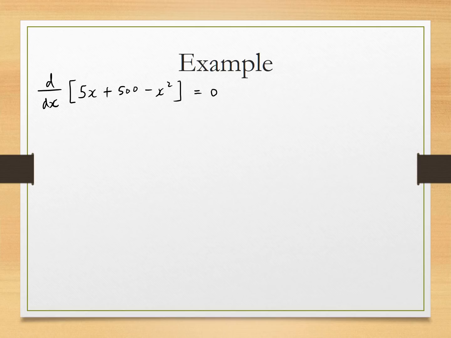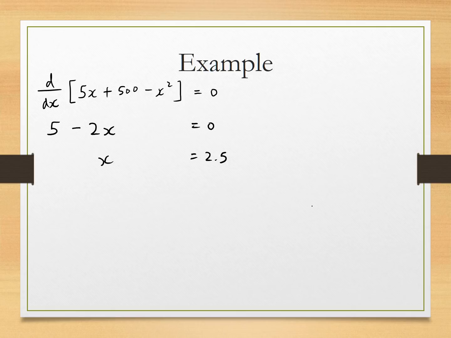Now what you're going to do technically is use the sum rule to split the sum into different derivatives, and then use the constant multiple rule, the derivative of a constant, and then the power rule respectively. But as I said, there's no need to explain what you're doing with something this simple. You just directly write the answer, which is 5, because the derivative of 5x is 5 times the derivative of x, which is just 1, so you have 5, plus 500 goes away because the derivative of 500 is 0, minus power rule 2x to the power 1, so just 2x equals 0, so x equals 2.5.